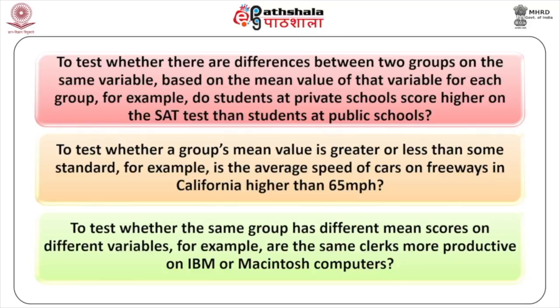For example, do students at private schools score higher on the SAT test than students at public schools? Second, to test whether a group's mean value is greater or less than some standard. For example, is the average speed of cars on freeways in California higher than 65 miles per hour? Third, to test whether the same group has different mean scores on different variables. For example, are the same clerks more productive on IBM or Macintosh computers?